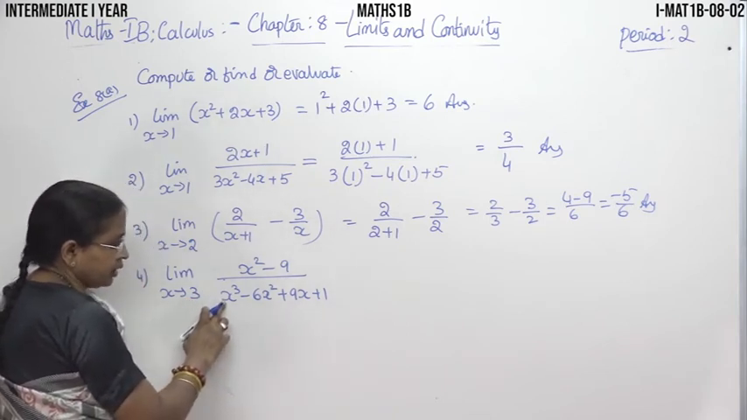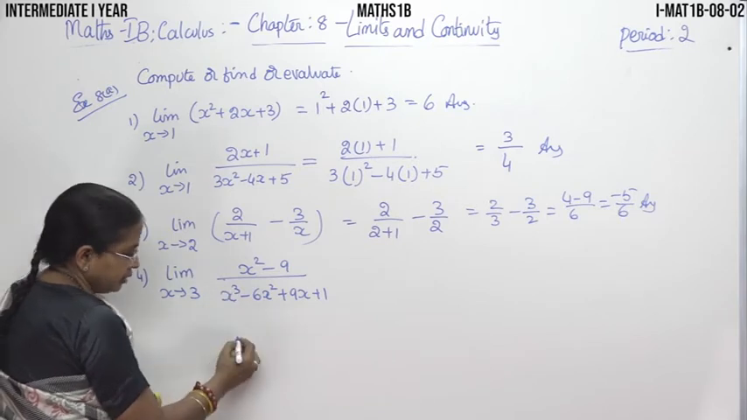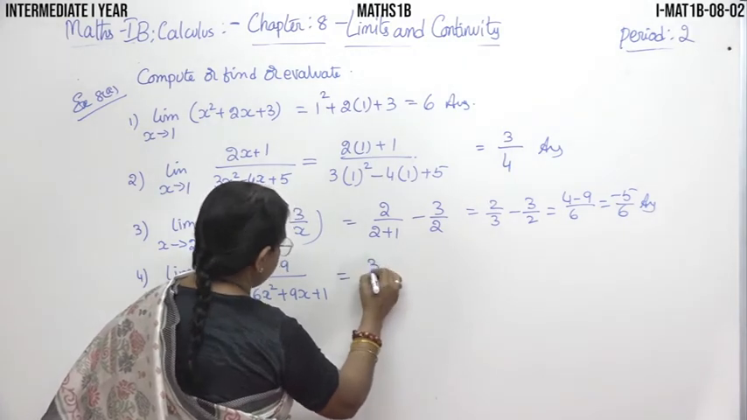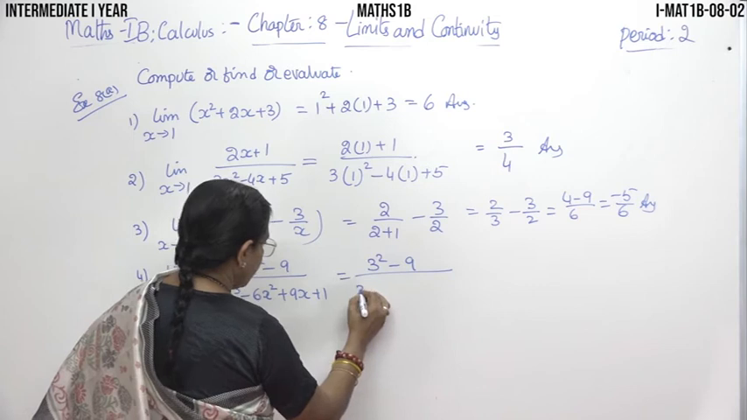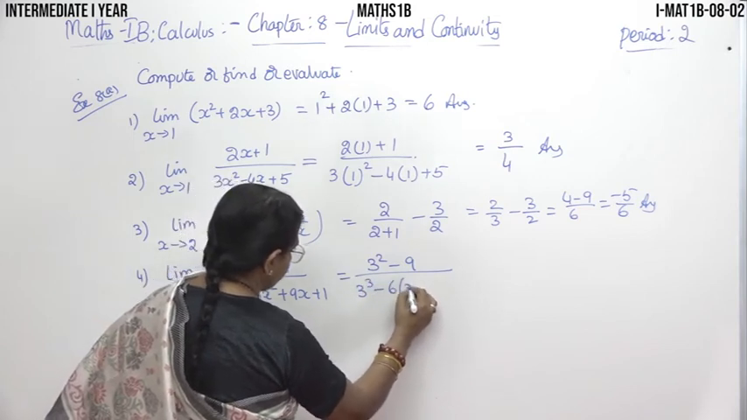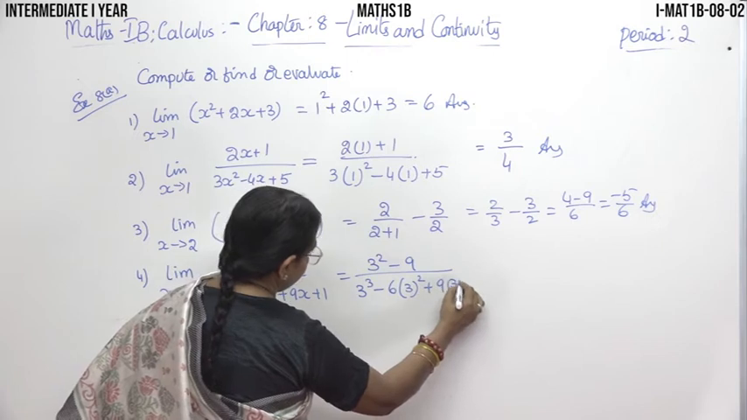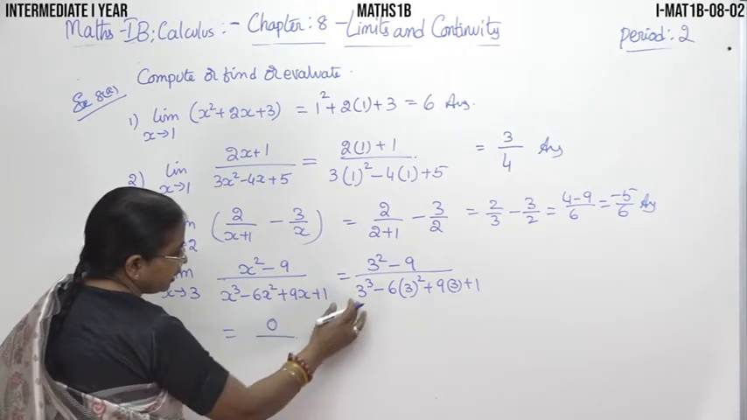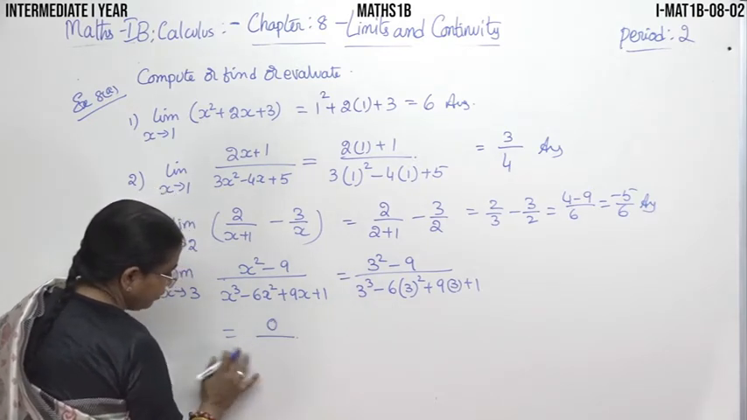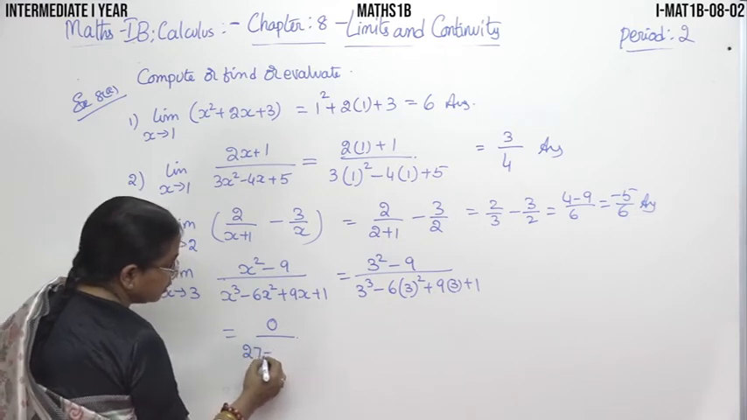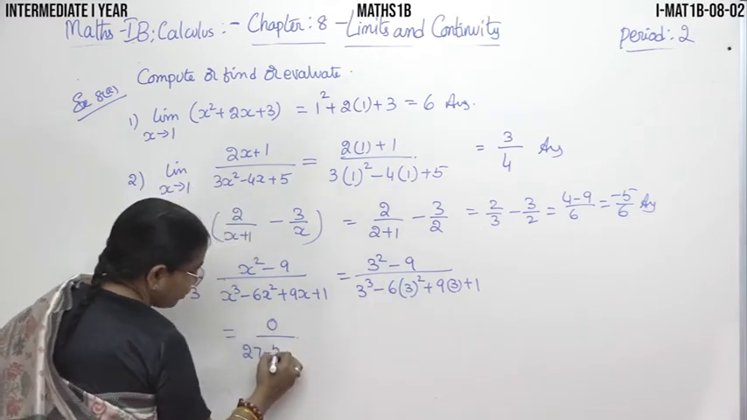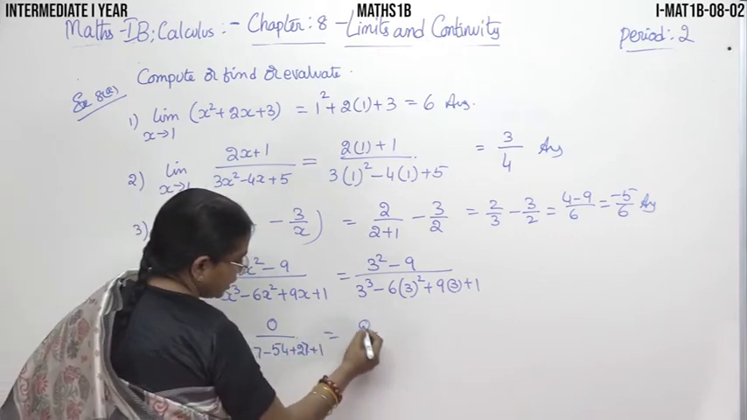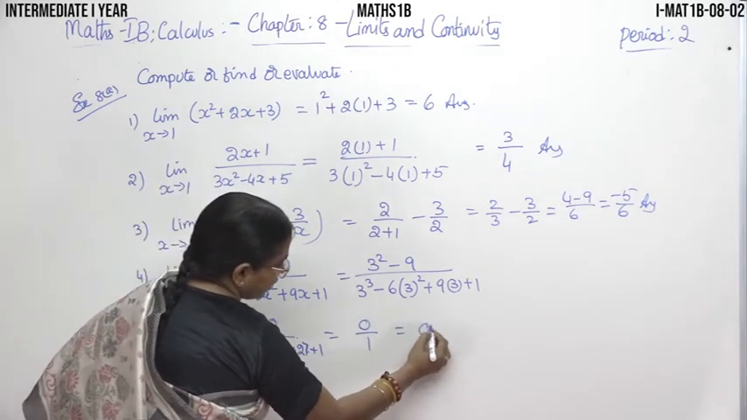Suppose I substitute 3 here. 3 is 9, 27. So it is 27. Okay, 9 minus 3 square. It is actually 3 square minus 9 by 3 cube minus 6 into 3 square plus 9 into 3 plus 1. So it is equal to 9 minus 9, 0 by, this is 9, 27. So 27 minus 54 plus 27 plus 1. So it is 0 by 1. As I said, 0 by 1 is 0. So the answer is 0.